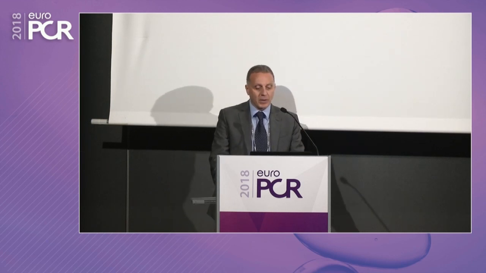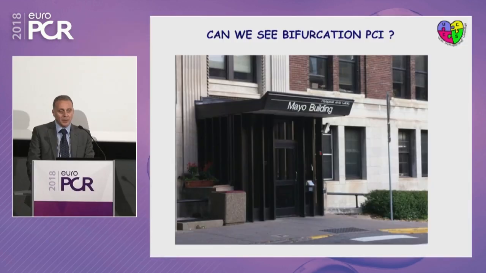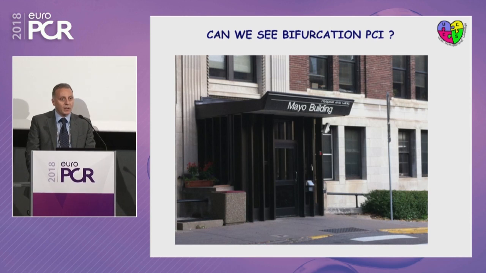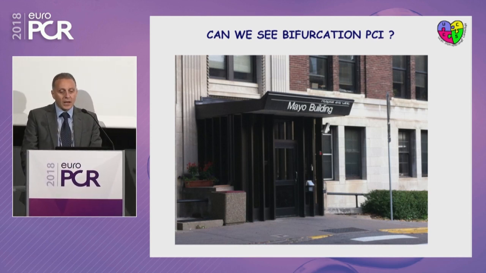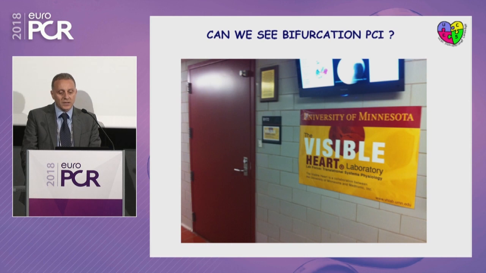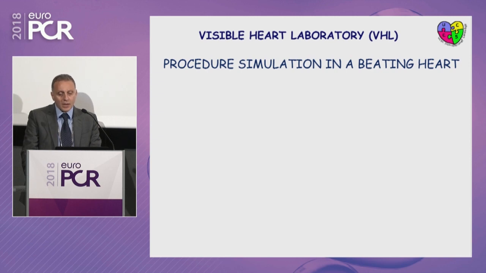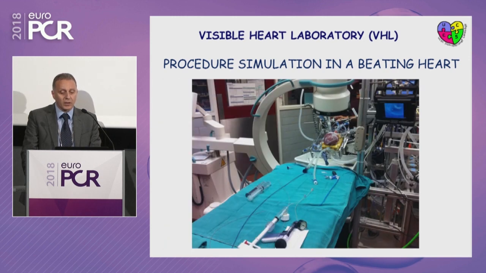I have to deal with cases, but I will start with animals, which sometimes might be useful in understanding. So everybody of us wants to know something more in bifurcation PCI, and a way which is very interesting is to see the bifurcations. And to see the bifurcations, I had the experience to do it in the Mayo building in the University of Minnesota, where there is this unique lab, the Visible Heart Laboratory, which is supplied by Medtronic. And there is the possibility to do something unique, which is to see the heart, which has, due to a unique technology, the potential to beat again outside the body of an animal and even a patient.